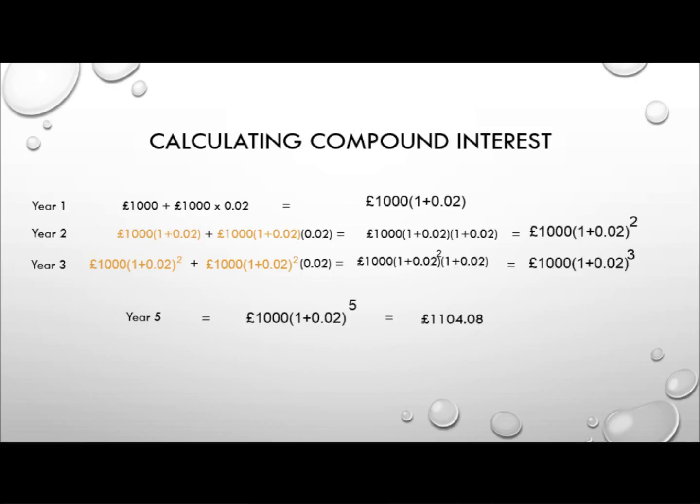So you can see how the pattern's going. By year 5, what we owe is £1,000 times (1 plus 0.02) raised to the power 5, or £1,000 times (1 plus 2%) raised to the power 5. And that comes to £1,104.08. I strongly advise you to grab your scientific calculator and check that out. Make sure you agree that that figure is correct. Then rewind the video and look at the amount we got when we added it up year by year and see that the two numbers are the same.